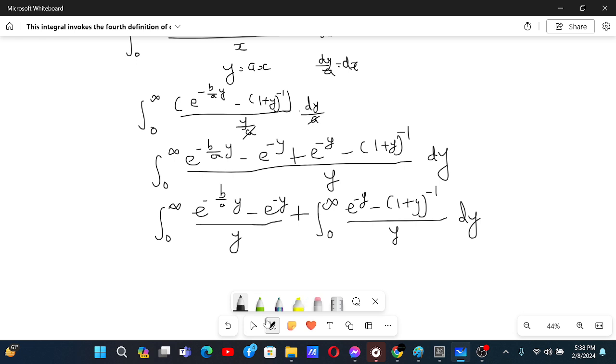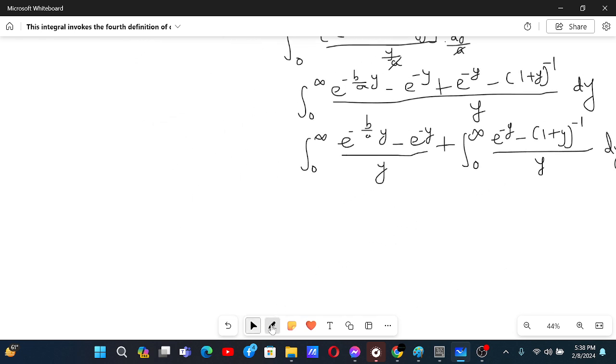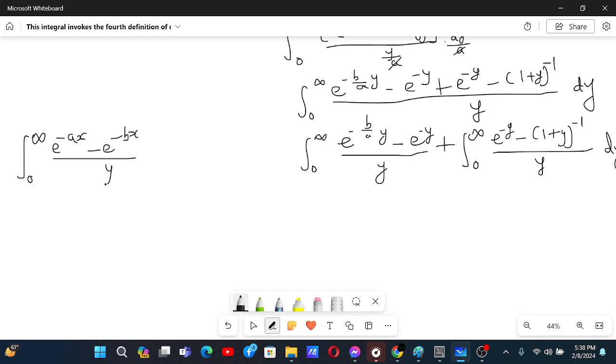Now about this integral, we also have a standard integral: the integral from 0 to infinity of e to the power minus x minus e to the power minus bx by x. This integral is actually minus ln of the first term by the second term. If you want a derivation, we can derive this using Ma's identity. You can take the Laplace transform for one of the terms and the inverse Laplace transform for the other term.